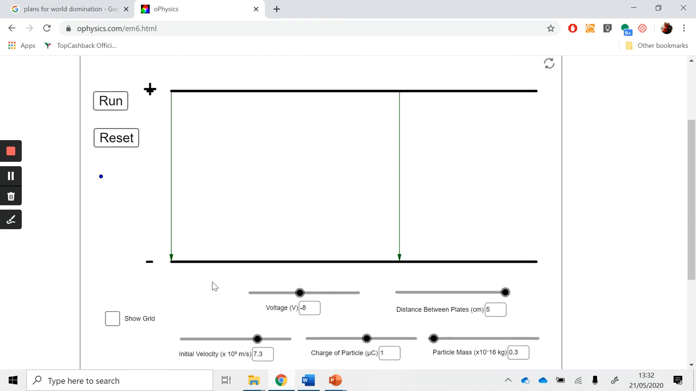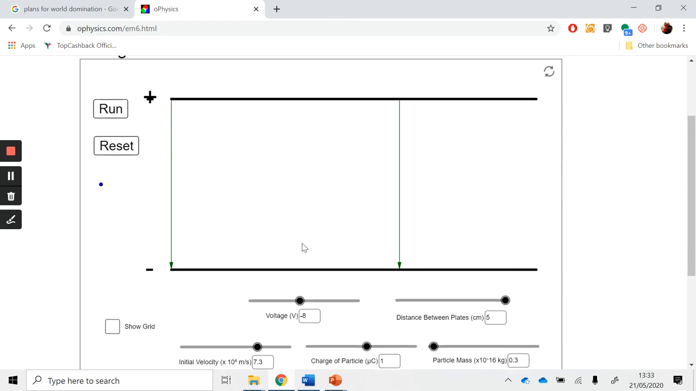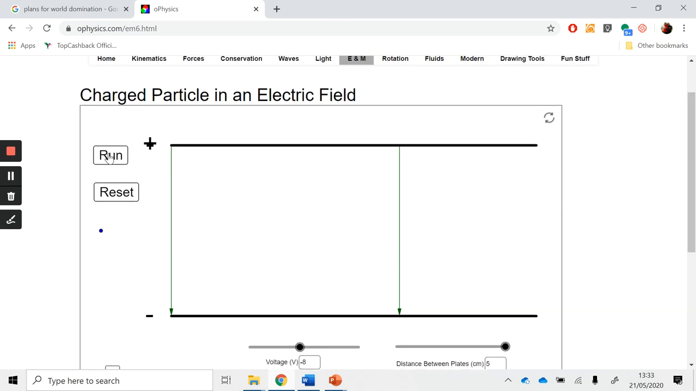If I just scroll down a little bit, I've got some controls. I can change the voltages on the plates. I can change the distances between the plates, which I'm not going to do this time. I can change the initial velocity of the charged particle, and I can even change the charge of the particle and the mass. So let's have a look what happens, first of all, when I just click run for the first time.